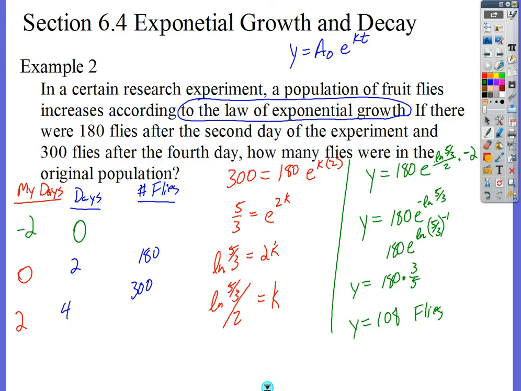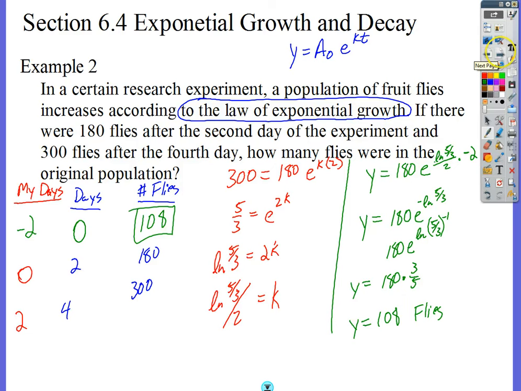So what does that mean? That means when my days was at -2, I had 108 flies. But my days of -2 is what the days were, the original days were 0, and my initial amount of 108 flies. Kind of cool. Okay, it's kind of heady. Get used to it.